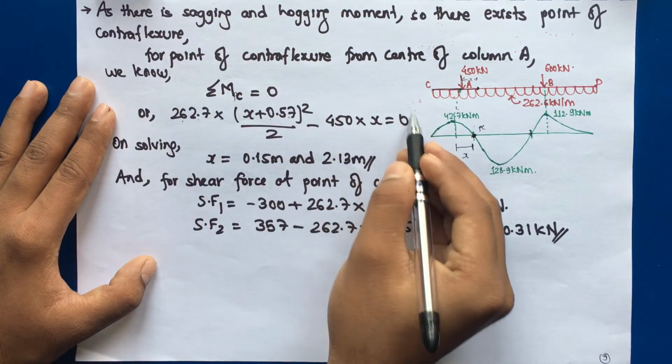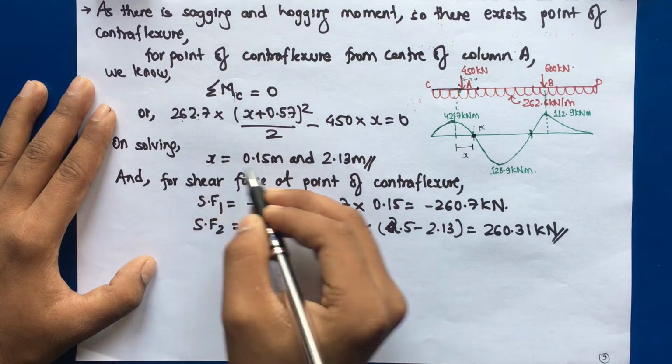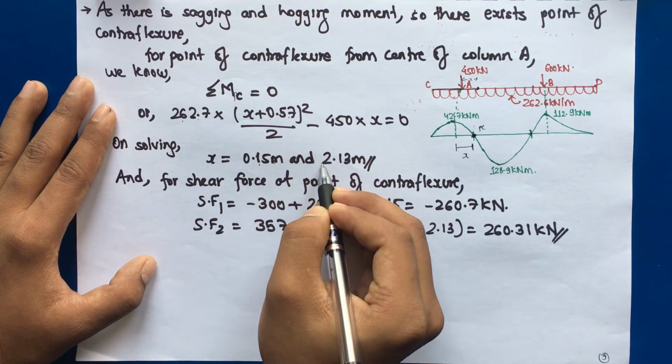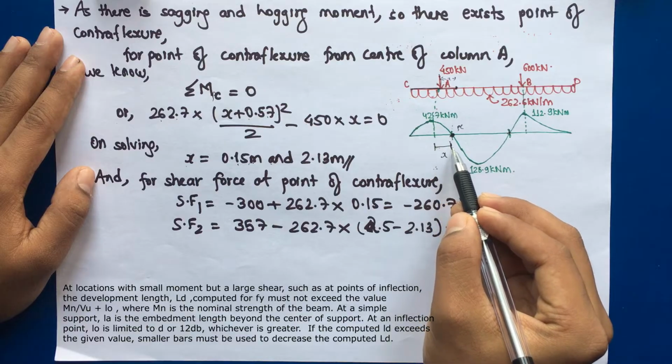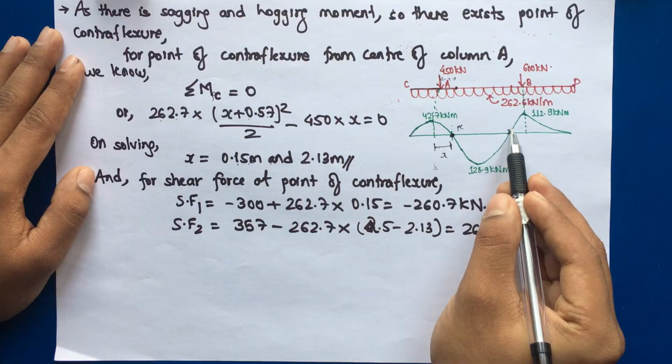So this will come in terms of quadratic nature, you can solve, and on solving we'll get the value of x as 0.15 meter and 2.13 meter. x is equal to 0.15 meter. Similarly, x is equal to 2.13 meter up to this point.